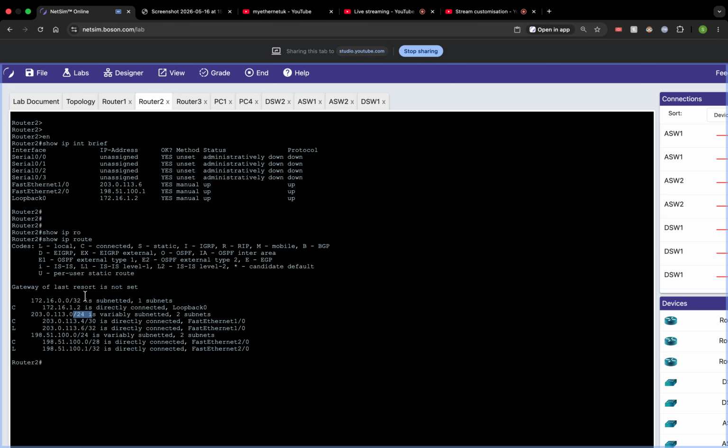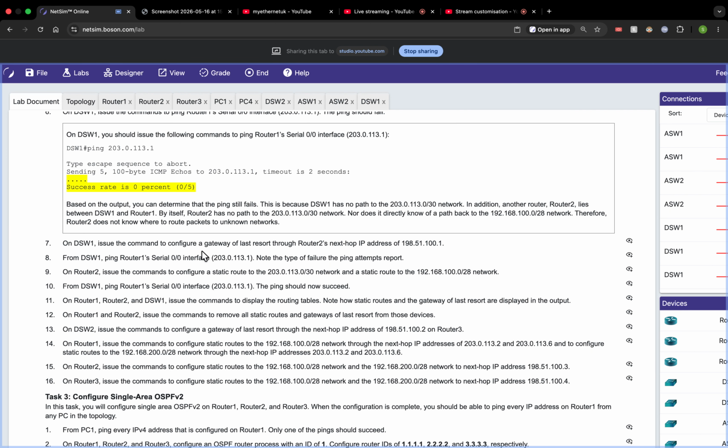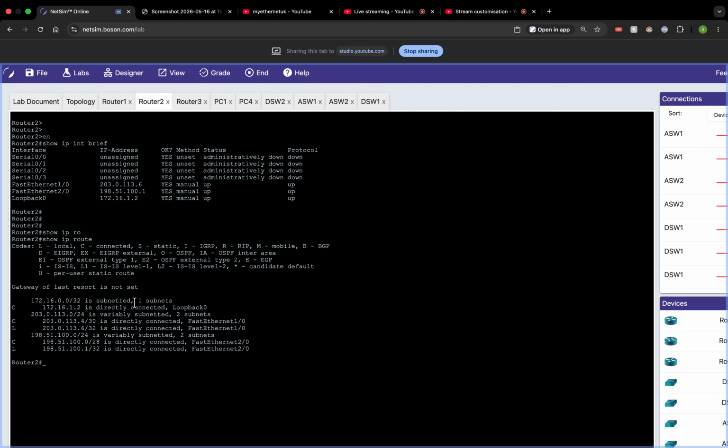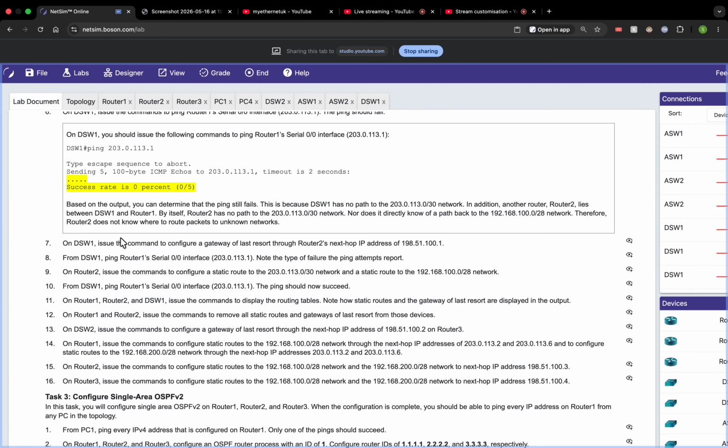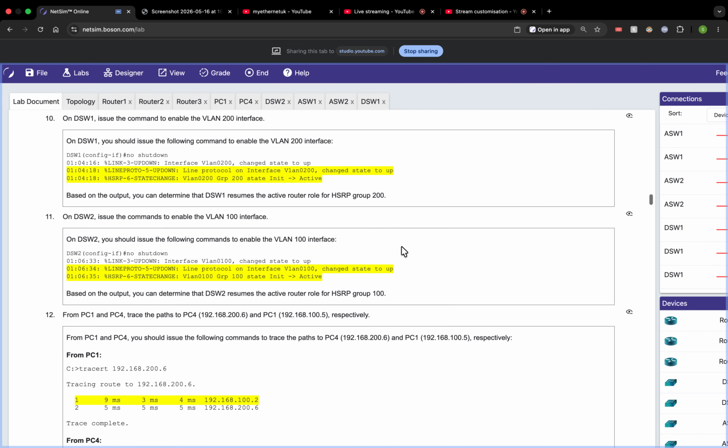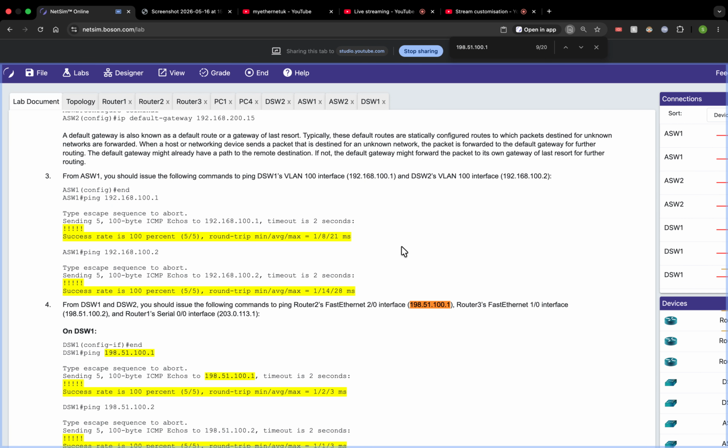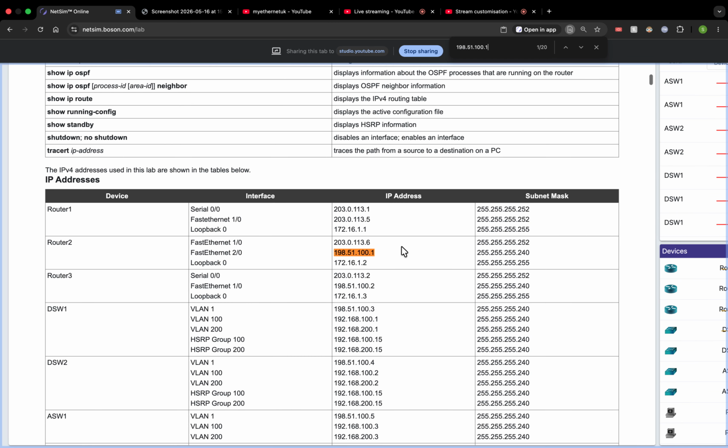So one thing at a time. Router 2, there's no path to 203.0.113.0/30. Okay, that's not an exact match there. That's a /24. Yeah, that's a /24. So it doesn't have it.